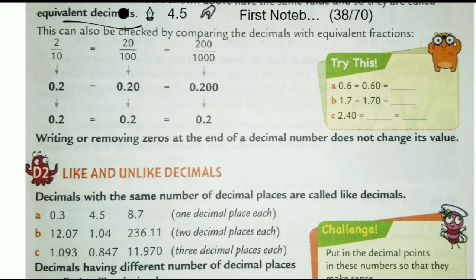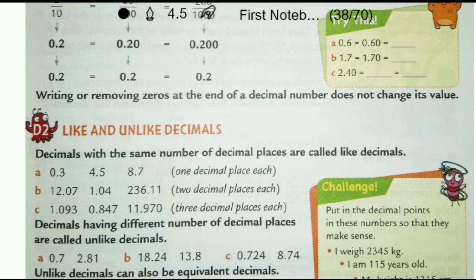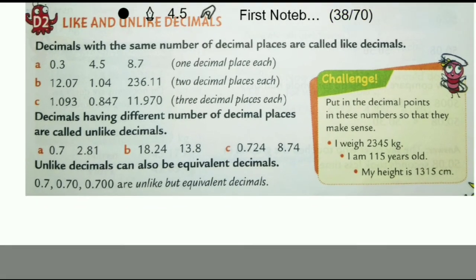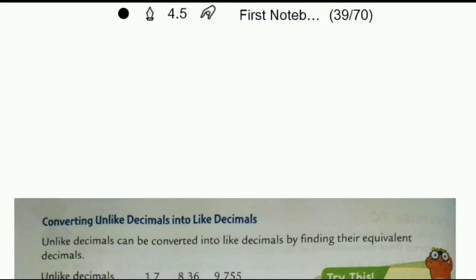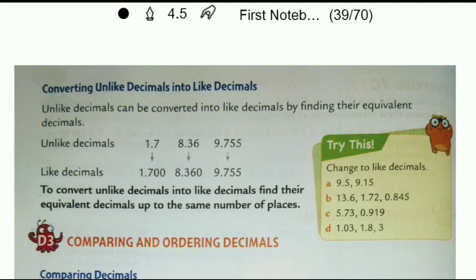Next we will learn like and unlike decimals. Like decimals means having the same number of digits after the decimal point, and if the number of digits after the decimal is different, that is known as unlike decimals. Next, converting unlike decimals into like decimals.